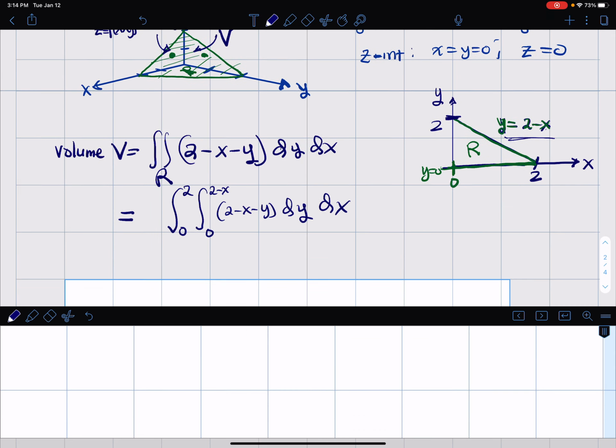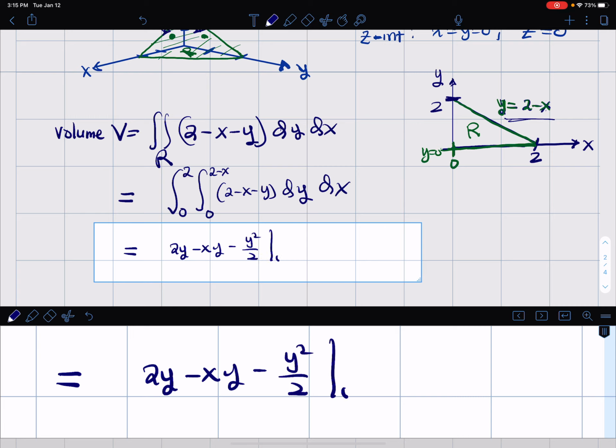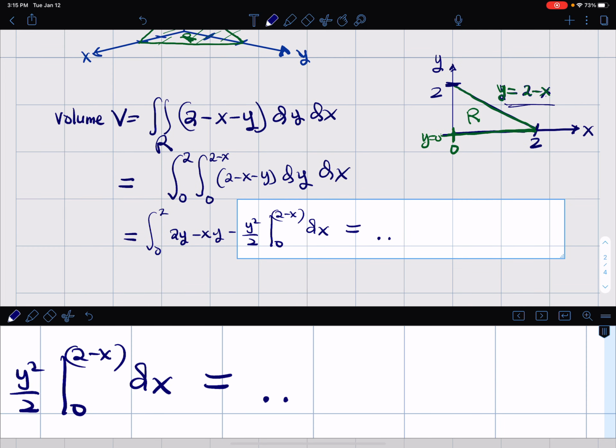Okay? So again, you take the antiderivative with respect to y first, which will give you 2y minus xy minus y squared over 2. And then you plug in 0 and 2 minus x. And then you go from 0 to 2 dx. Okay? So I'll let you finish this. The answer I got is 8/6. I want you to verify it yourself. All right.